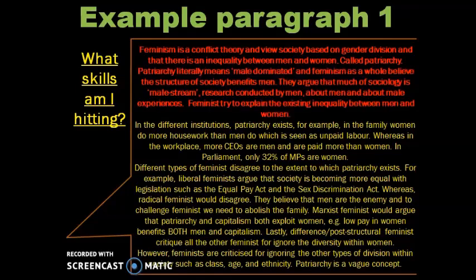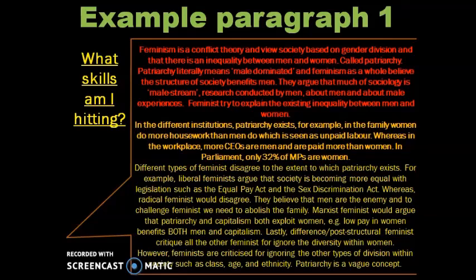Patriarchy literally means male-dominated, and feminists on the whole believe the structure of society benefits men. They argue that much of sociology is malestream and research conducted by men about men and about male experiences. And feminists try to explain the existing inequality between men and women. So now we are starting to show some understanding. As in the first sentence, the student identified patriarchy. And this second sentence shows that the student understands what patriarchy is. There is further knowledge given, such as being malestream, and each is explained to show understanding. So this also gains AO1 marks.